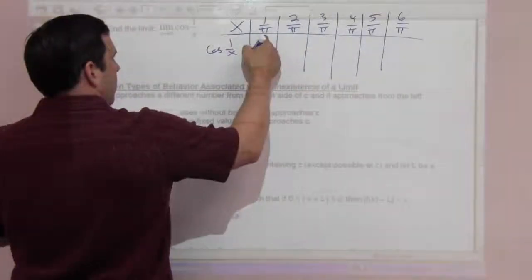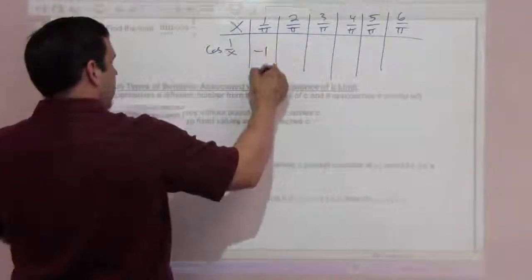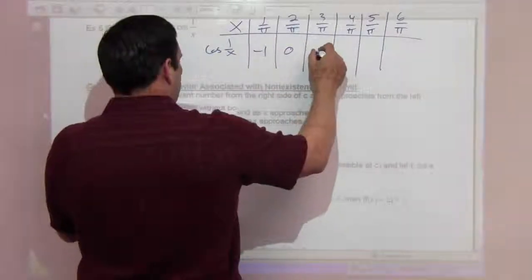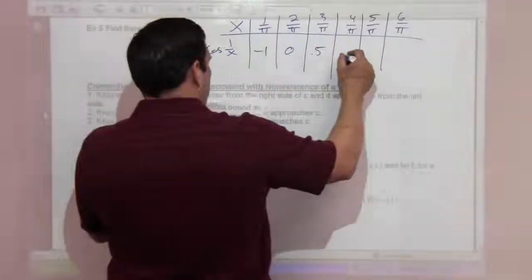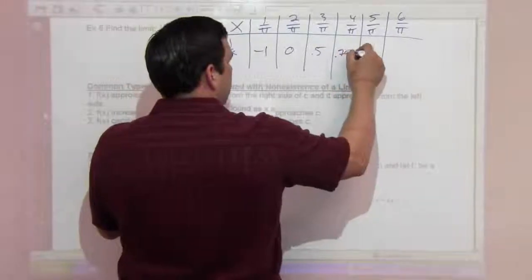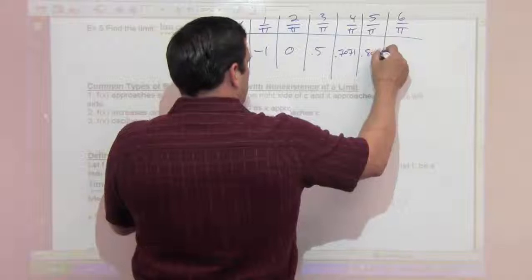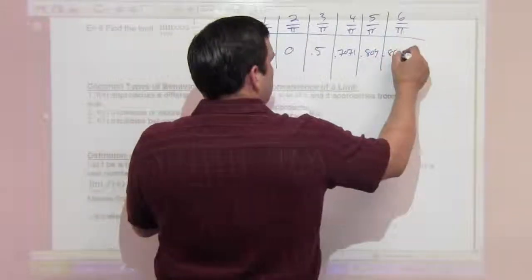So cosine of 1 over pi is negative 1. Cosine of 2 over pi is going to be 0. Cosine of 3 over pi is 0.5. 4 over pi is going to be 0.7071. 5 over pi, 0.809. 6 over pi, 0.866.